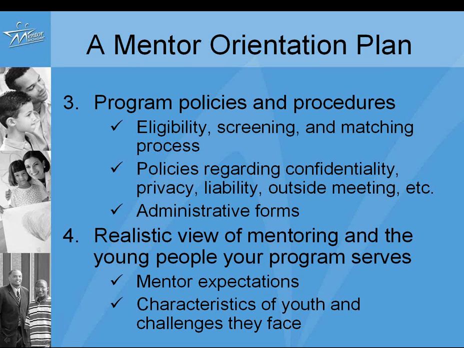And then finally, briefly describe the characteristics of the young people that you serve and the challenges you face. This topic should be covered in more detail in the initial and the ongoing training for the mentor. So if you work with a special population like youth in foster care or children of incarcerated parents, if there's special challenges related to the group of kids that you serve, it's important to give the volunteers an overview of those characteristics so they understand who they're going to be working with.